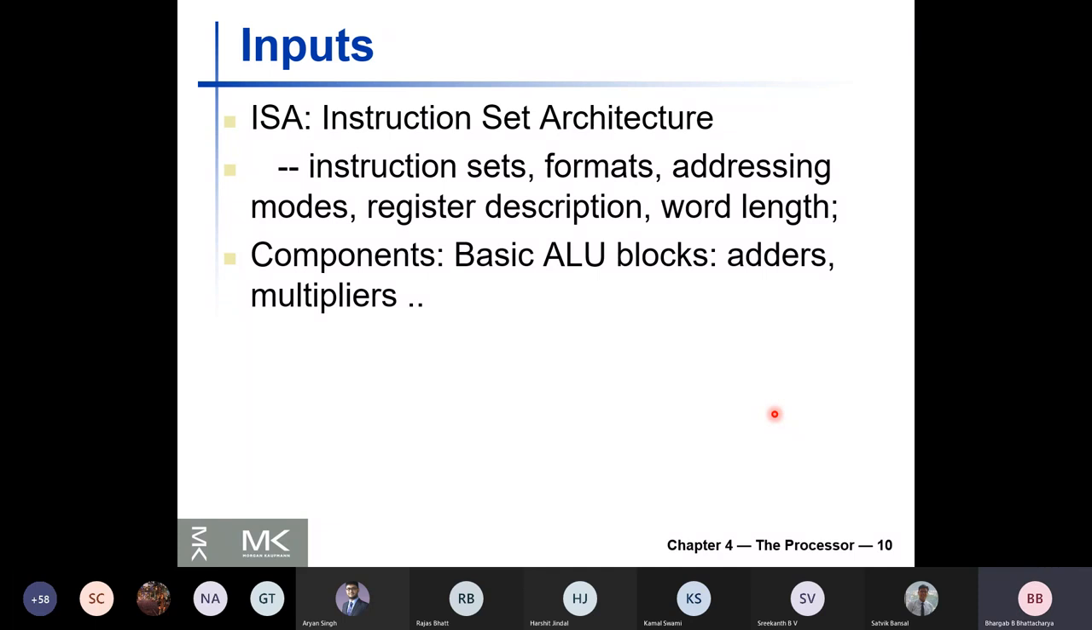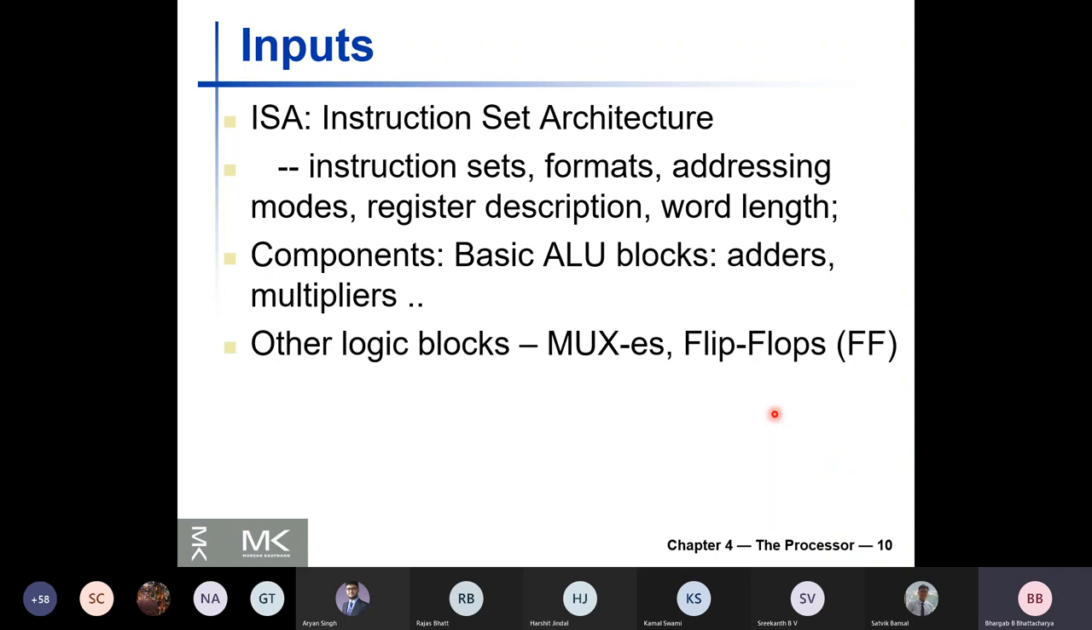And we have some basic components, because we are not going to design everything from scratch. So we are going to use some components which have already been designed. For example, ALU blocks, arithmetic logic units, which comprise the adders, multipliers, and those kinds of stuff. And we need some basic logic blocks like multiplexer and storage element flip-flops.